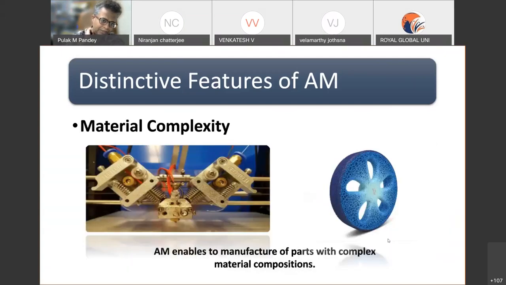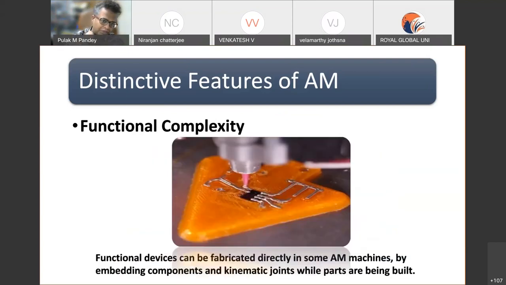Then it is the material complexity. This entire mechanism or system has been developed in one go using a technology called SLM. And this is a typical porous, interconnected pores polymer component, which has been created by another technology. Then this is a functional component. You can see that there are functional devices which have been fabricated directly in certain additive manufacturing machines by embedding components and various kinematic joints while these parts are being built.